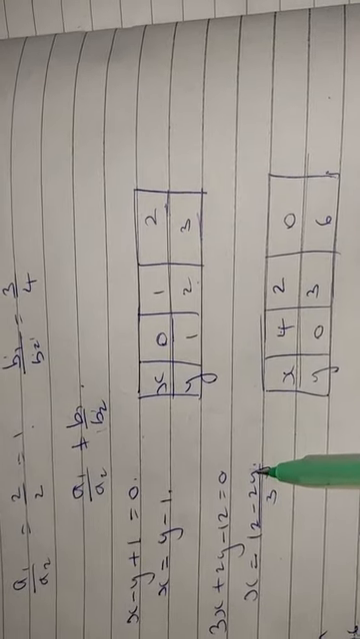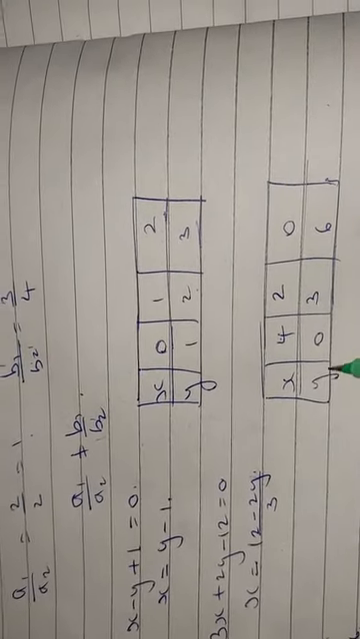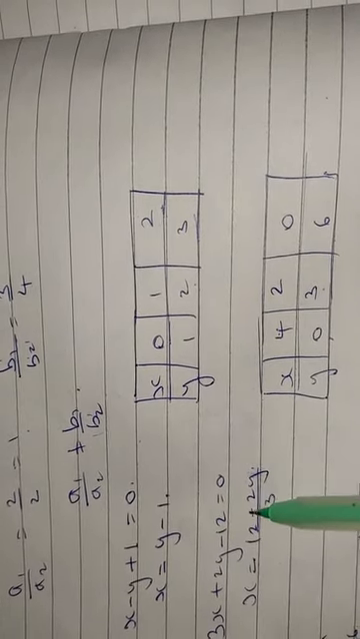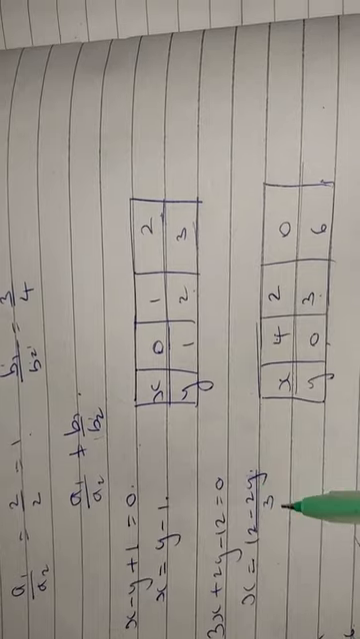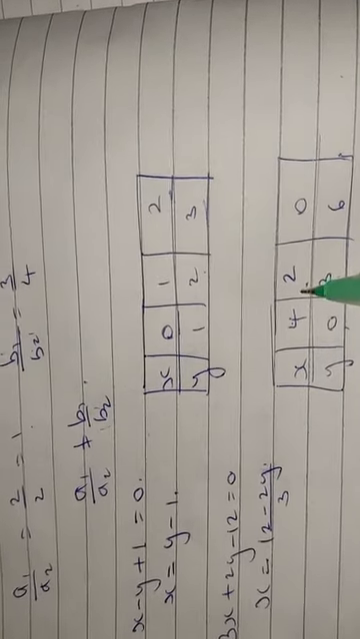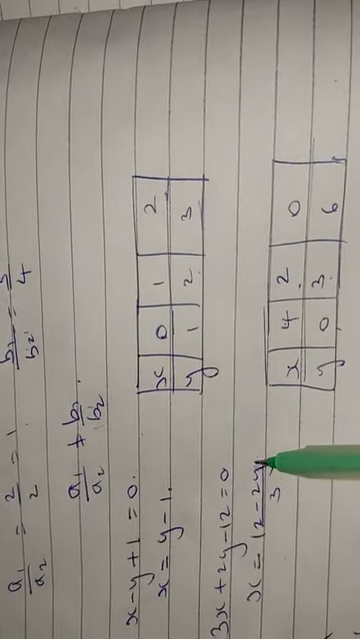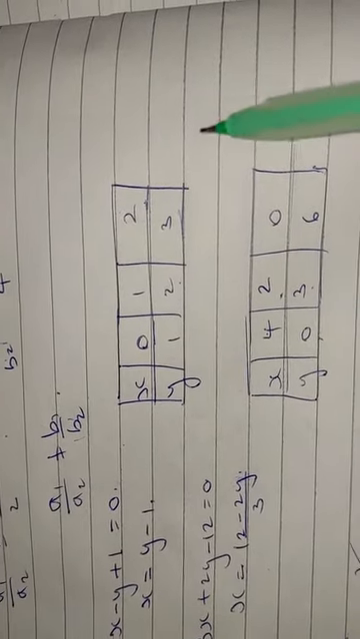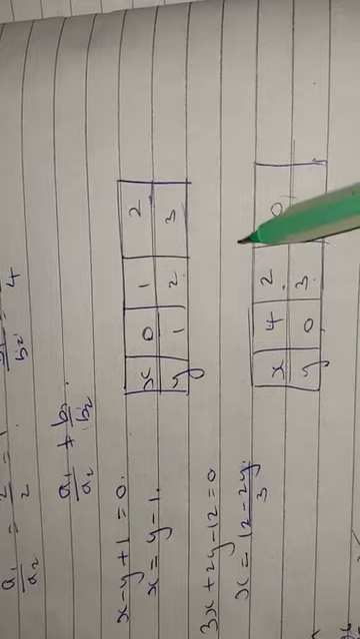2 into 0 is 0, 3 fours are 12. When I put y as 3 here, 3 twos are 6, 12 minus 6 is 6, divided by 3, so x is 2. And when I put y as 6, 3 into 6... 12 minus 12 is 0, upon 3, 0. So you can put any values, but I put these only.